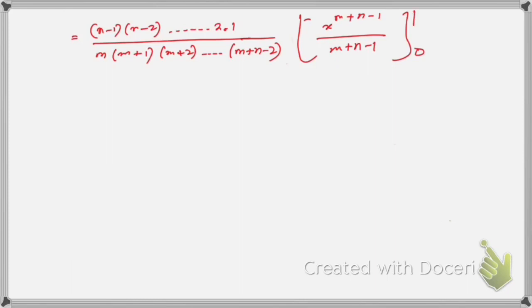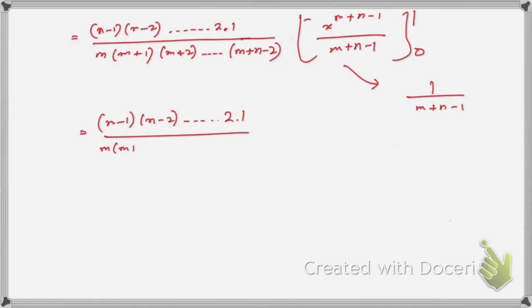So if you put this value 0 to 1, what will you get? If you put 1 here, 1 to the power anything is 1, and if you put 0, this term will result in 1 by m plus n minus 1, right? This numerator becomes 1 on putting 1. So our final result will be n minus 1 into n minus 2 dot dot dot 2 into 1 by m into m plus 1 into dot dot dot m plus n minus 2 into m plus n minus 1, right? You will get this.